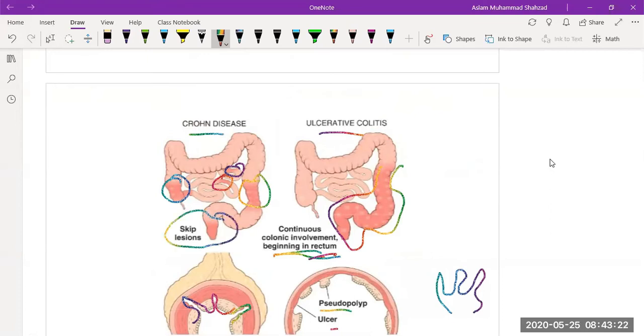Why do we mention skip lesion? It could be possible in the rectum, sometimes it could not be. That's why we use the word skip. As we know, it is an English term. You can skip the sound, skip the music. So skip means that you can skip this section.